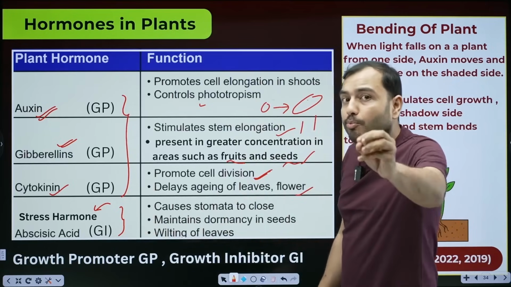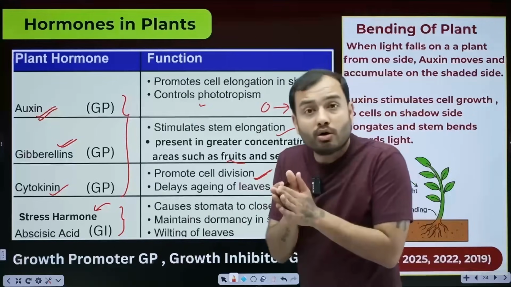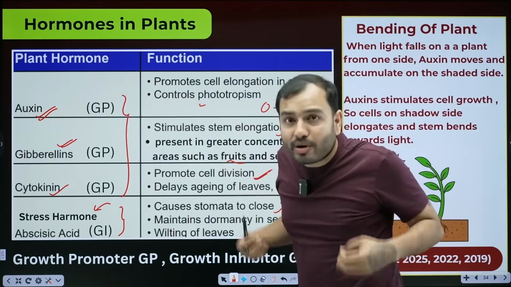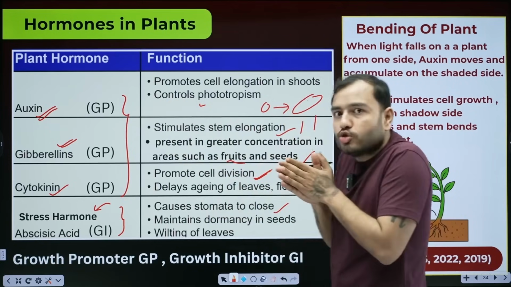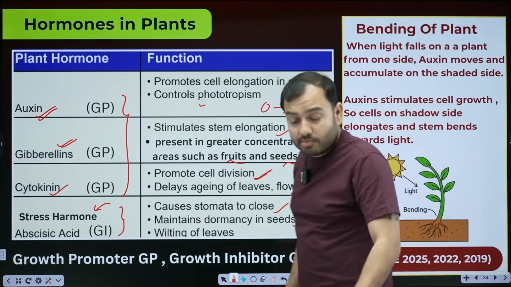Now what will it do? It will only let important things happen. It causes the stomata to close. While trying to take in carbon dioxide, water will escape. We have a shortage of water. It's a stress situation. So what did it do? It closed the stomata. It also maintains dormancy in seeds. It tells the seed not to germinate yet.